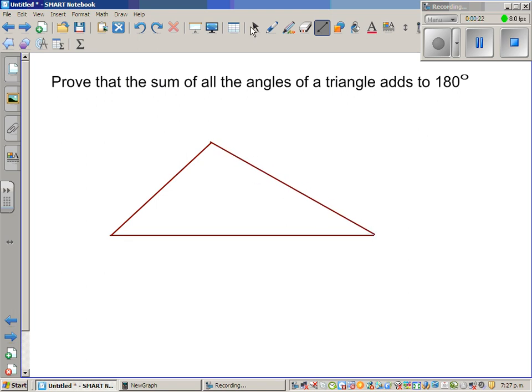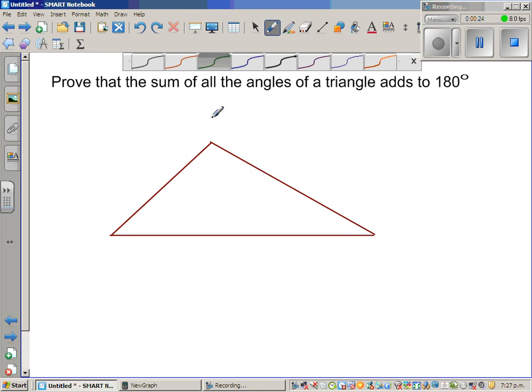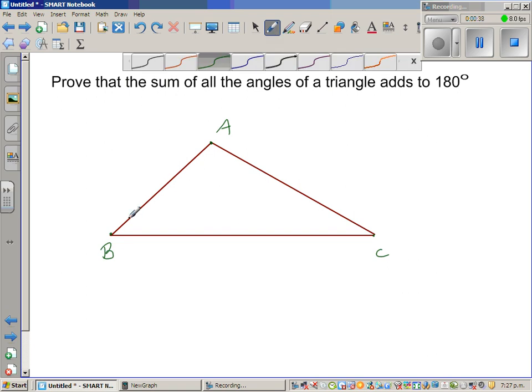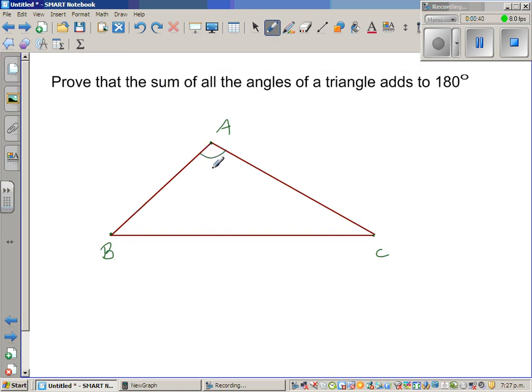Now, let us name this triangle ABC. So this is the vertex. This is A. This is the second vertex B. And this is the third vertex C. So let us name this angle as lowercase a, this lowercase b, and this lowercase c. We want to prove a plus b plus c is 180 degrees.